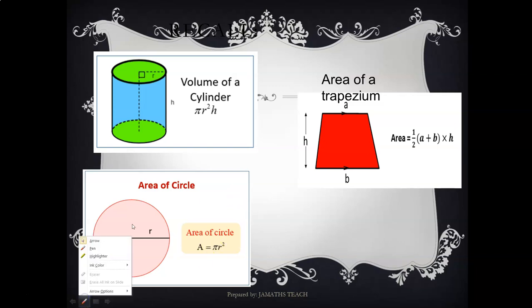Area of a trapezium. A trapezium is a quadrilateral with one pair of parallel sides, as you can see here. To find the area of a trapezium, it's half multiplied by the sum of the lengths of the parallel sides, multiplied by its height. And that is its perpendicular height. Not a slant height, but its perpendicular height.